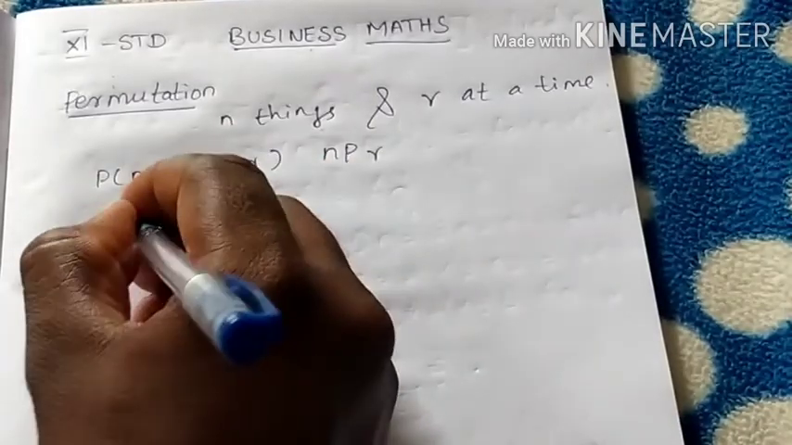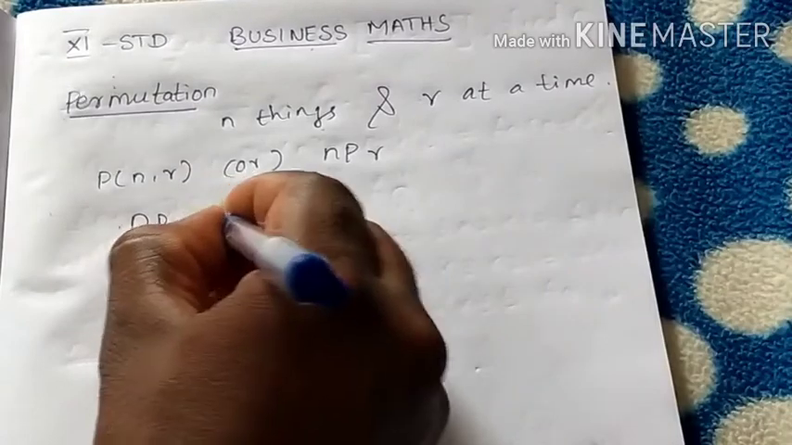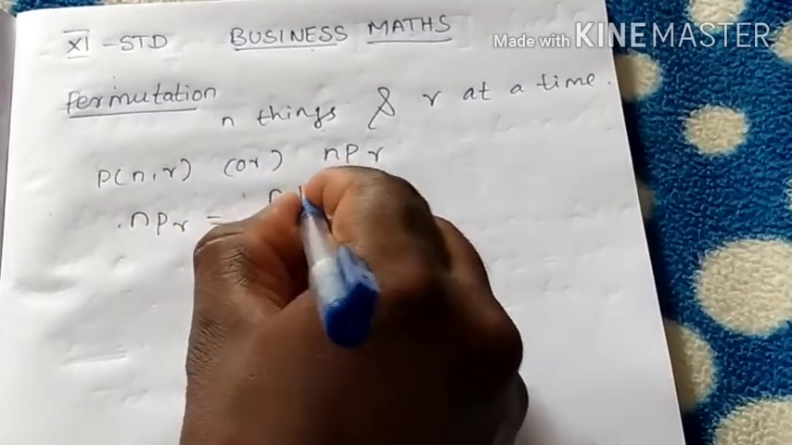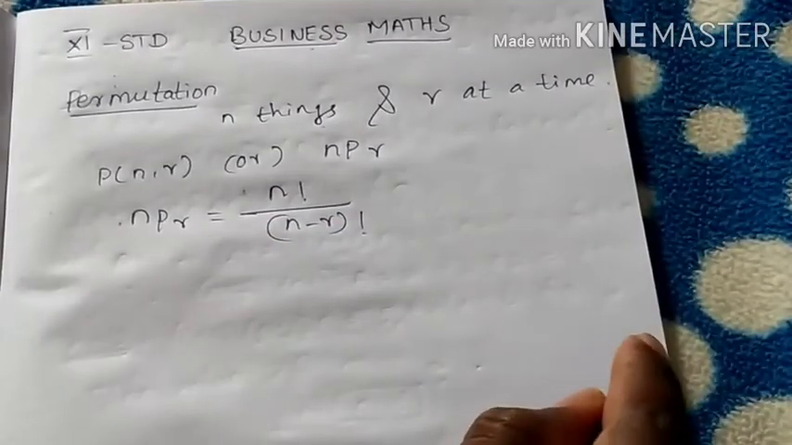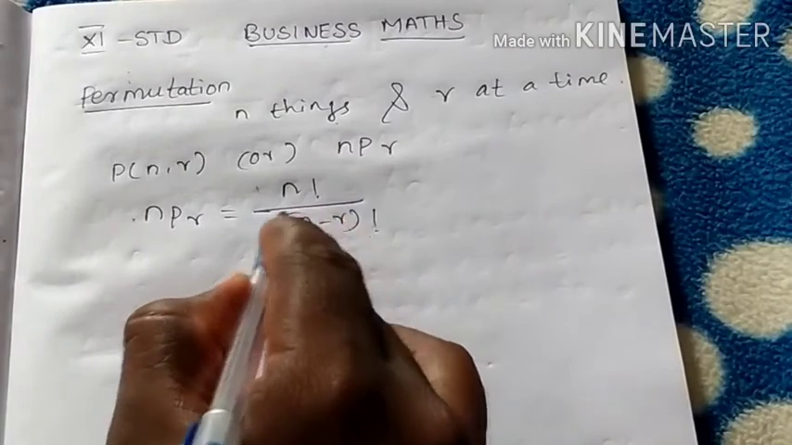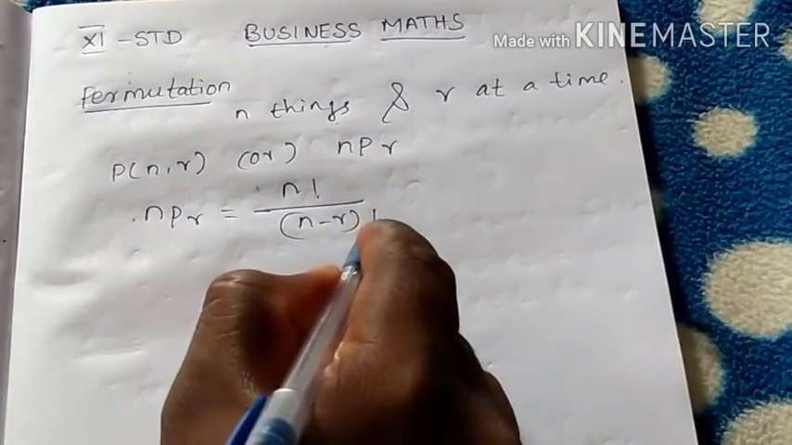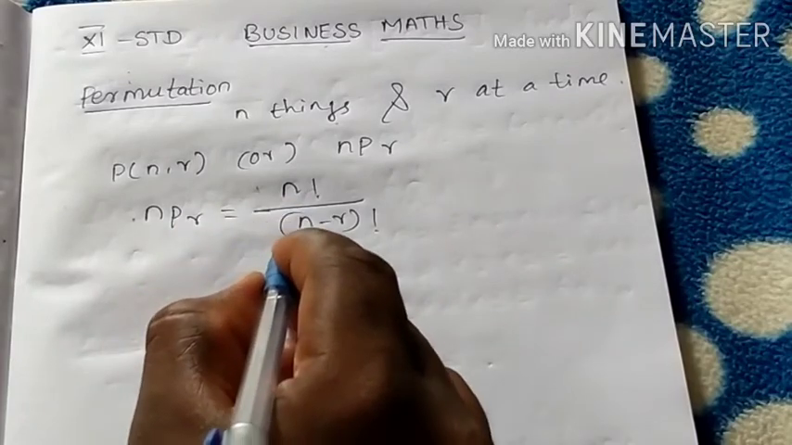The general form is nPr equal to n factorial divided by (n minus r) factorial. This is your formula for permutation.